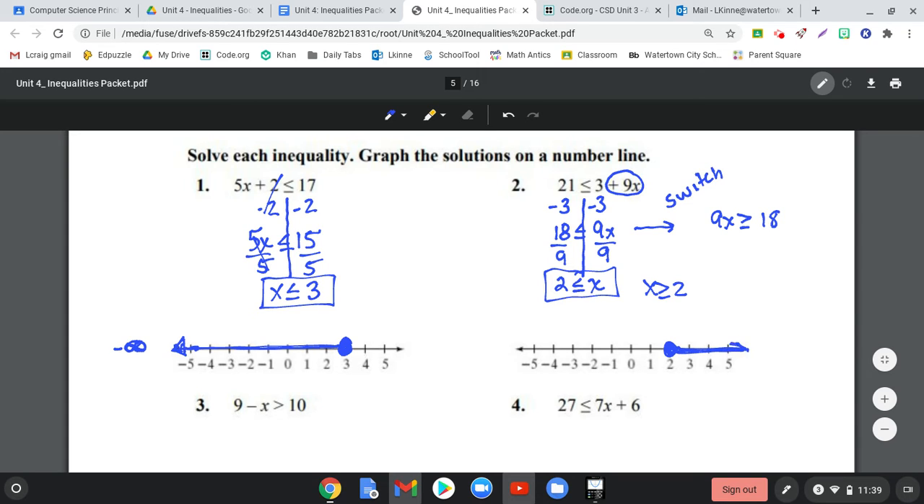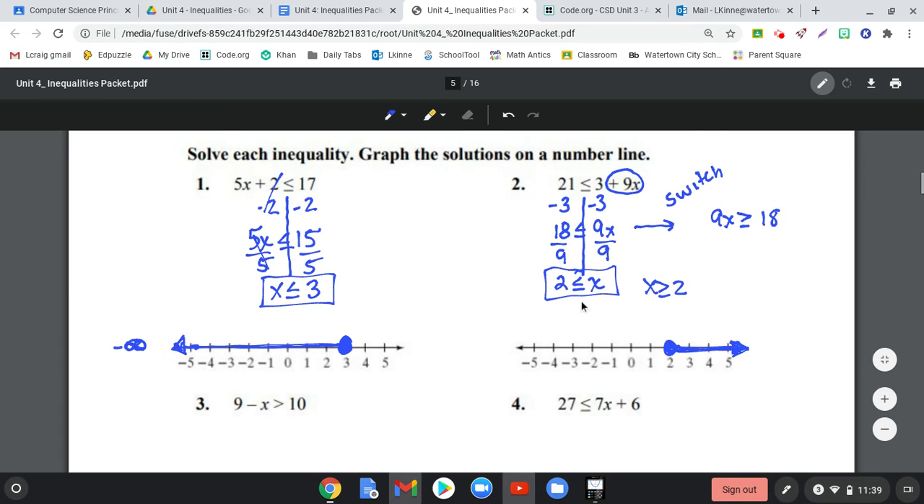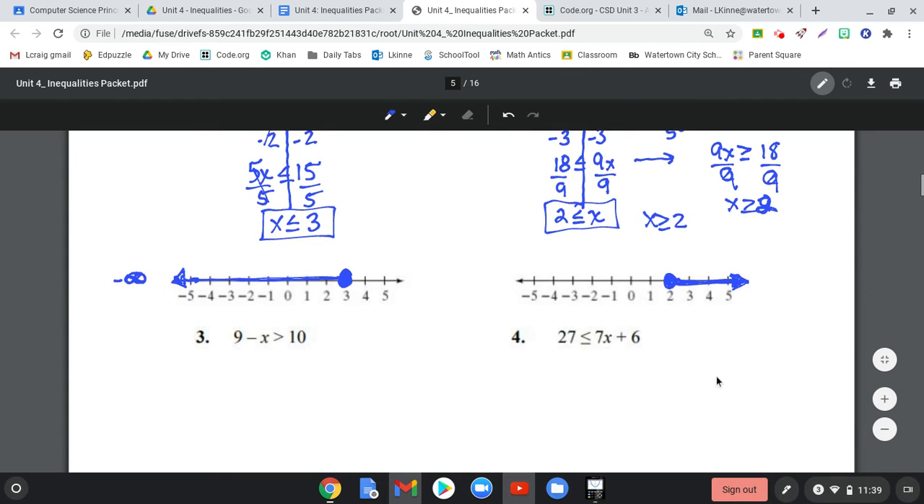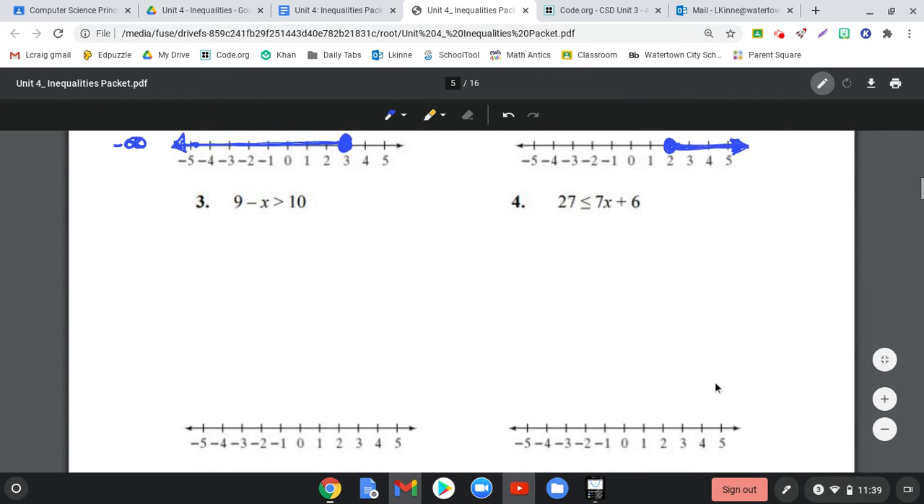If the x is on the left-hand side of the equation, or inequality, think of this as an arrow pointing in the direction you're going to shade. But if x is on the right, that's pointing in the opposite direction. All right, if you went this way with it, if you switched them right off the bat, you'd end up with the same thing. Oops. What am I doing over there? Okay, either way, x is greater than or equal to 2. Haven't seen that sign yet, but it's coming up now.